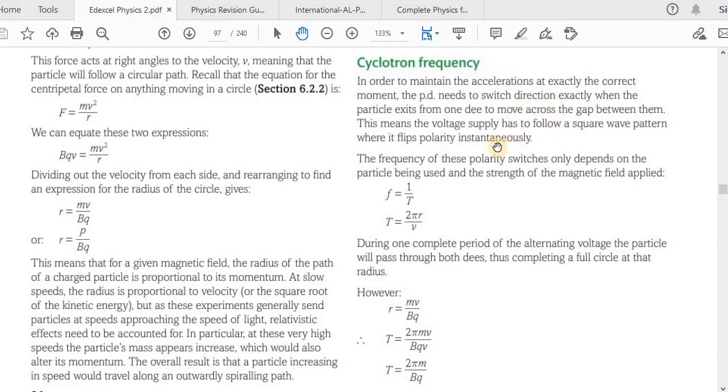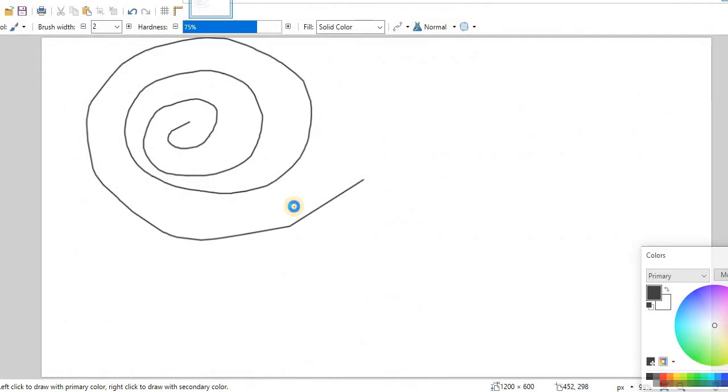Okay, so I think this is self-explanatory. The frequency of these polarity switches only depends on the particle being used and the strength of the magnetic field applied. So you have already learned this equation for frequency. Frequency is 1 over period, and since this is going in a circle, we can say T equals 2 pi r over V. Now, why is that?